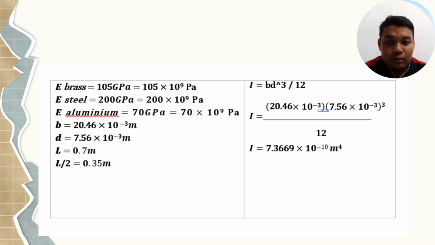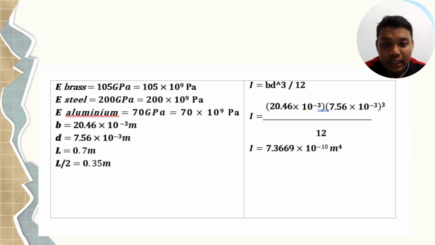Alright, we move on to this part. So as you can see here, we have three different values for the Young's modulus for our bar. As you can see here, we have brass bar, steel bar, and aluminium bar, which all of the three materials give us different values of Young's modulus.